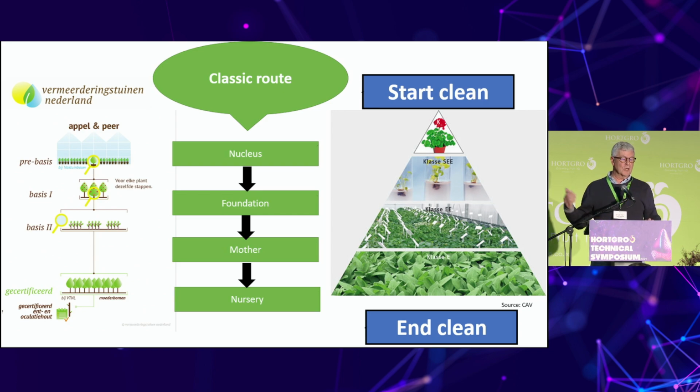Right, so it's a simple process of nucleus. From one tree, you make 10 trees. From 10 trees, you make 100 trees. And from there, you go further depending on how many you require.